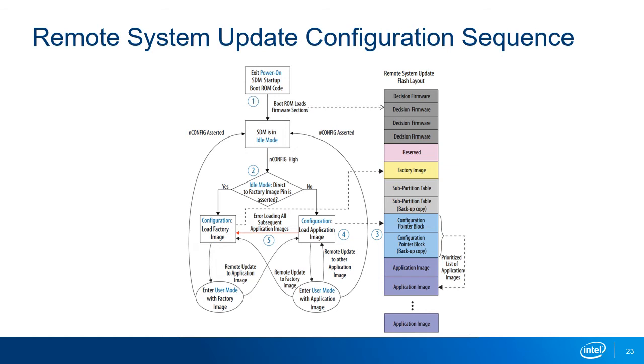Step 3. The configuration pointer block in the flash device maintains a list of pointers to the application images. Step 4. When loading an application image, the SDM traverses the pointer block in reverse order. The SDM loads the highest priority image. When the image loading completes, the device enters user mode. Step 5. If loading the newest, highest priority image is unsuccessful, the SDM tries the next application image from the list. If none of the application images load successfully, the SDM loads the factory image. If loading the factory image fails, you can recover by reprogramming the quad SPI flash with the initial RSU flash image using the JTAG interface.